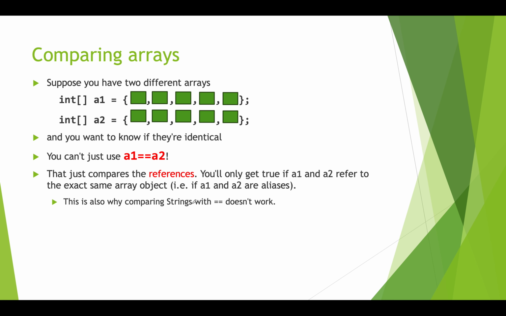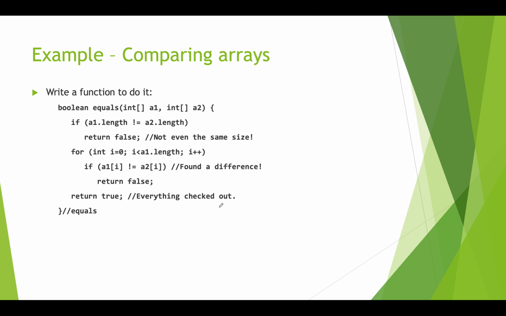It's the same thing with strings. That's why we can't compare strings using equals equals; we actually have to use the String dot equals function. So if we want to know whether or not two arrays actually have the same contents, we've got to do something different. This is a function that will do this kind of check for us, and we're going to walk through it here. Whether two arrays are the same or different is a Boolean thing. It's either true or false.